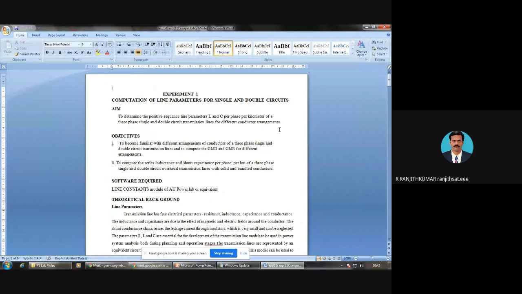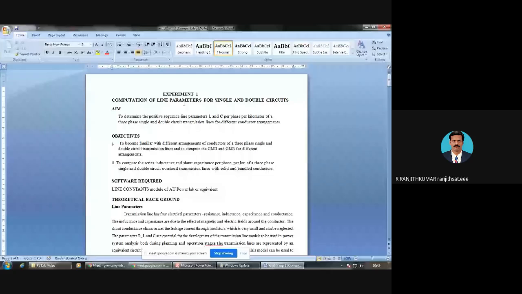So we know the basic concept. Transmission line parameters are resistance, inductance, and capacitance. Resistance is calculated using rho L by A. But we have to give importance to inductance and capacitance when we consider transmission lines. We have discussed the basics: what is a solid conductor, what is a bundle conductor, and you know what single circuit and double circuits are.